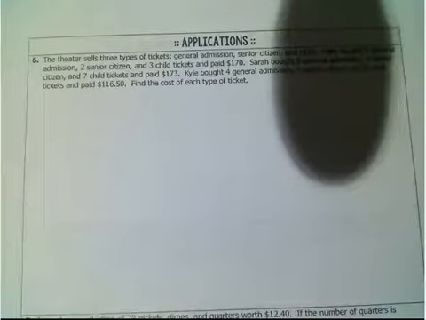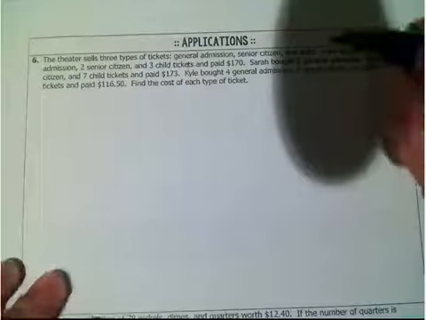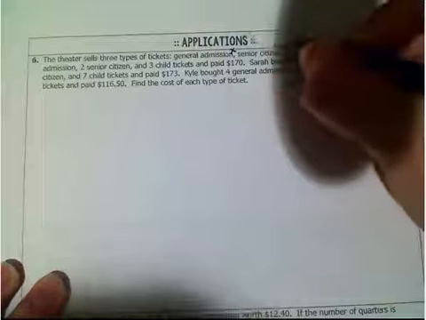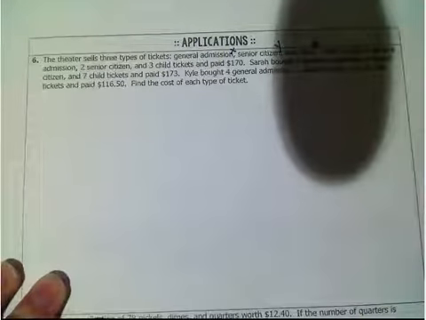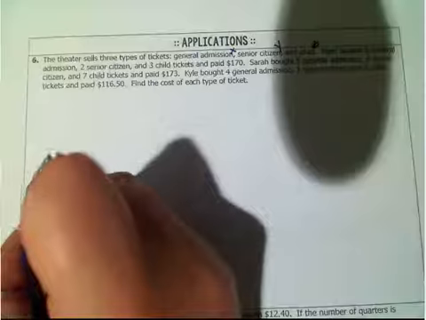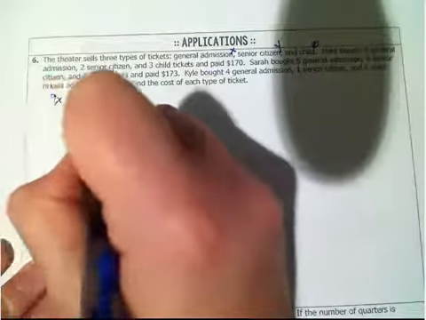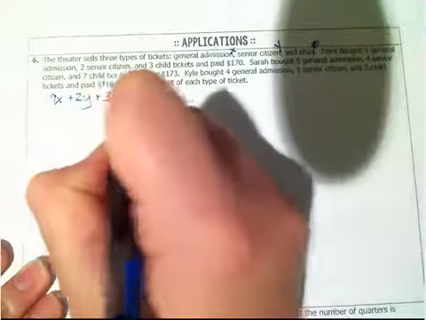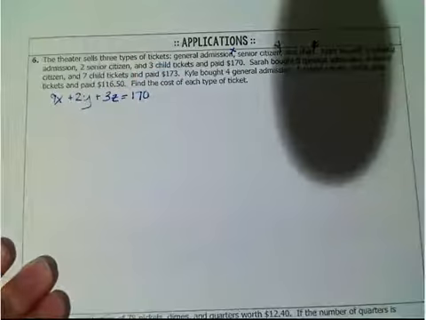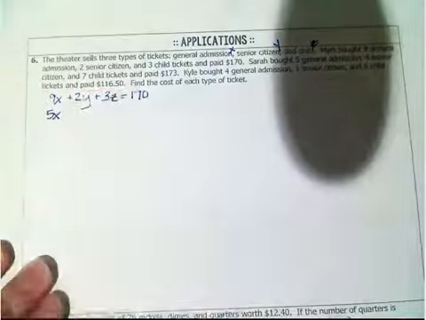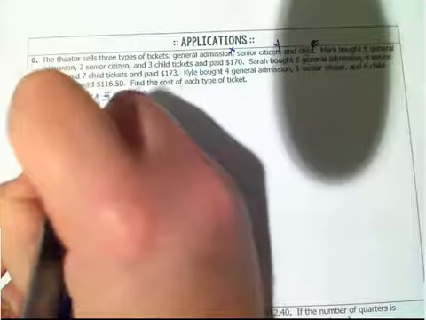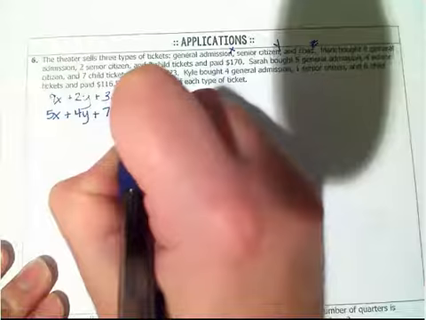Mark bought 9 general admission, 2 senior citizen, and 3 child tickets and paid $170. So I'm going to call my general admission X, senior citizen Y, and child ticket Z. So Mark bought 9 general admission, so that's 9x, 2 senior citizen, 2y, and 3 child, 3z. And he paid $170. Sarah bought 5 general admission, so that's 5x, 4 senior citizen, so that's 4y, and 7 child. And she paid $173.